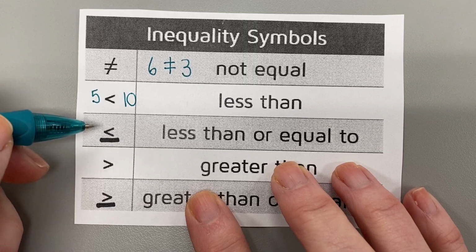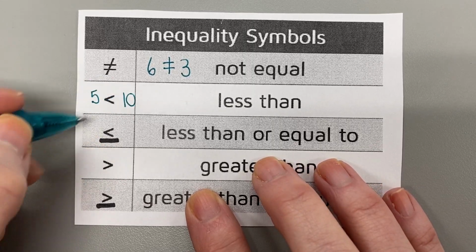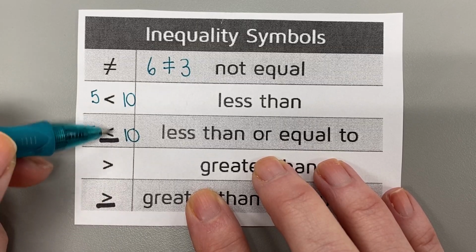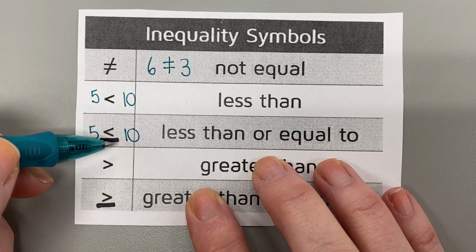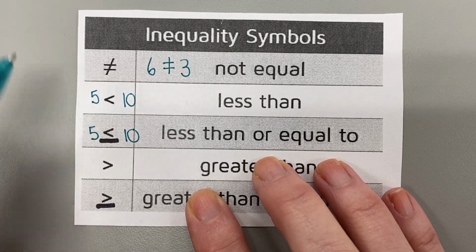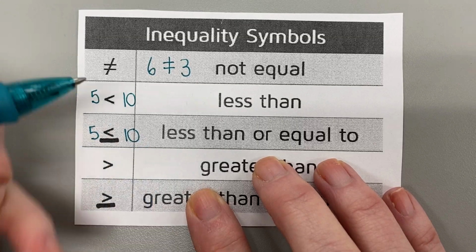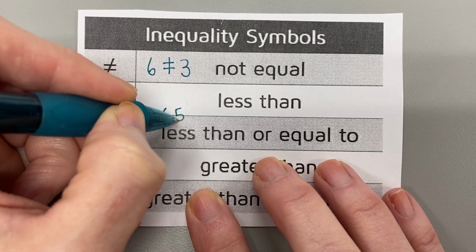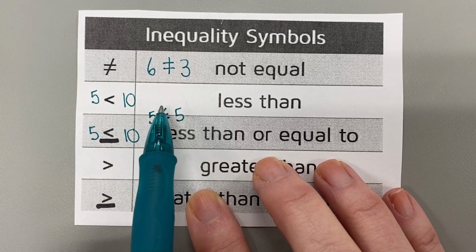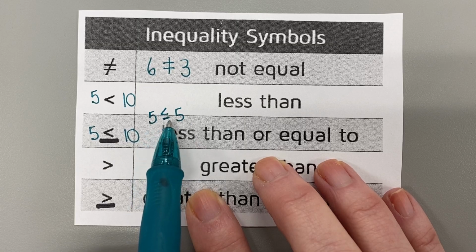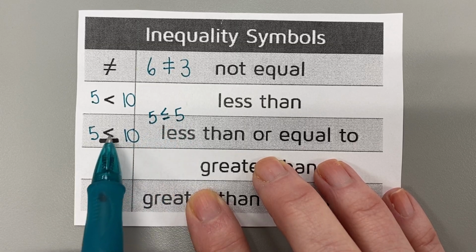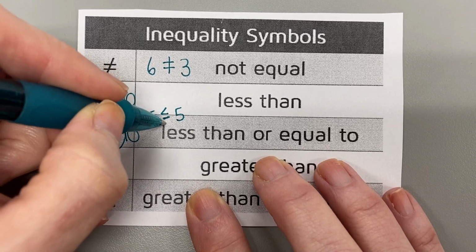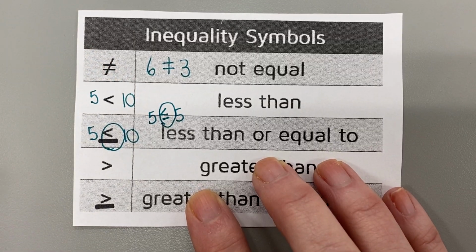Now, the cool thing about that is you could still use this example, 5 is less than or equal to 10. And it's because of this or statement. 5 is not equal to 10, but it is less than. On the same token, I could write 5 is less than or equal to 5. See, now 5 is not less than 5, no, but 5 is equal to 5. So this symbol right here works for this statement and this statement, which is kind of cool.